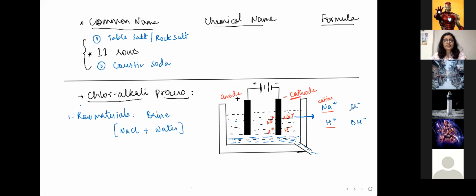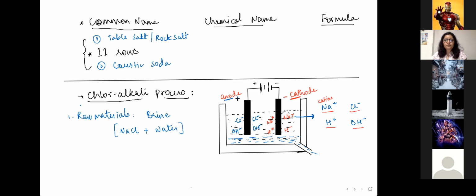Similarly, Cl- and OH-, the anions, will move towards which electrode? Anode. It'll move towards the positive electrode. Because this electrode is attracting the negative ions, Cl- and OH-, because it is attracting anions, it is called the anode. Cations cathode, anions anode. Now you should never get confused in your life.